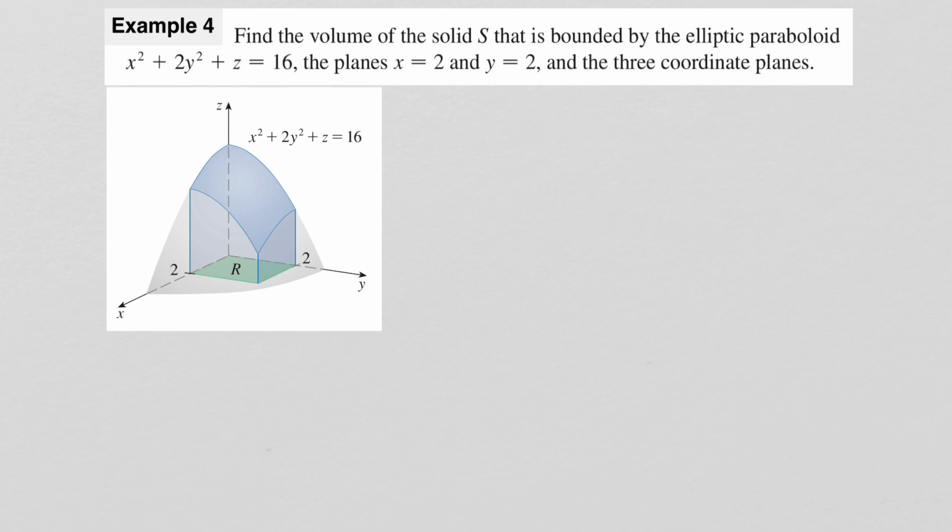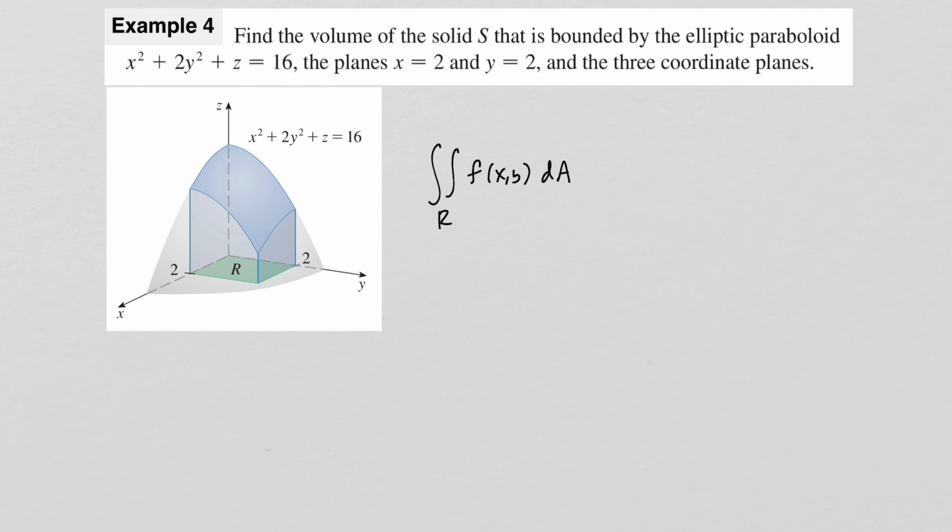And then we have the plane x equals 2, which is this right here. y equals 2 is this plane. And then we have the xy plane, the yz plane, and the xz plane. And you can see clearly this is the volume that we're looking after here. So now to find this, we need to take the double integral of our function of x and y over that rectangular region.